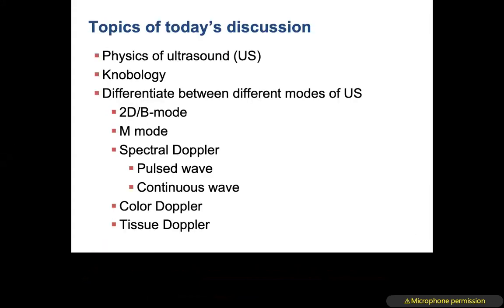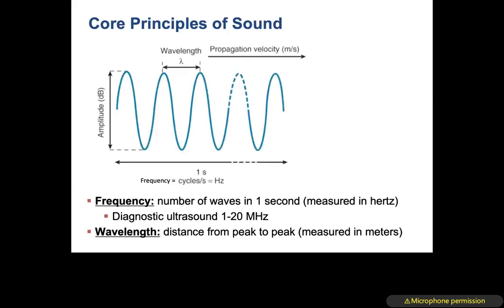Today we're going to talk about the physics of ultrasound. We'll review knobology, or the different knobs you can use. And most importantly, we'll differentiate between the different modes of ultrasound. So we'll talk about 2D or B mode. We'll talk about M mode or motion mode. We'll review spectral Doppler, talking about both pulsed wave and continuous wave Doppler. And then we'll touch briefly on color Doppler and tissue Doppler.